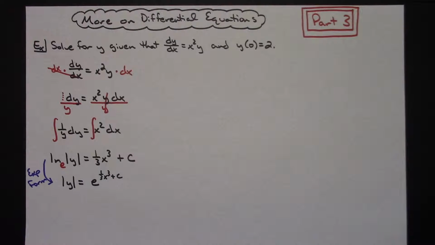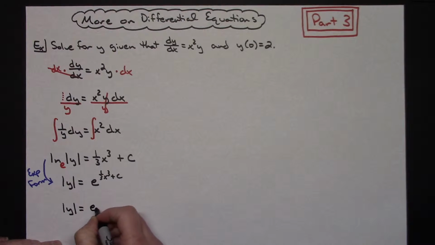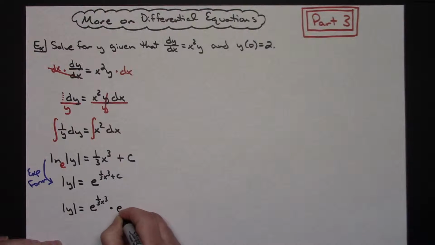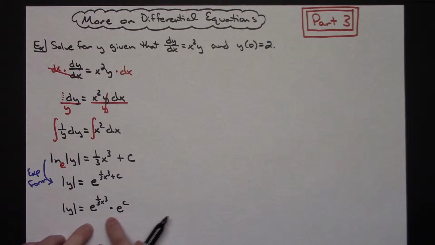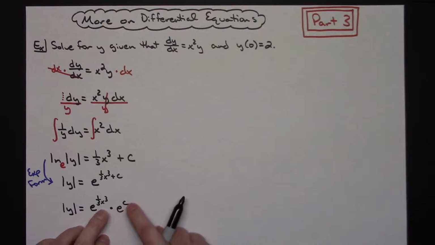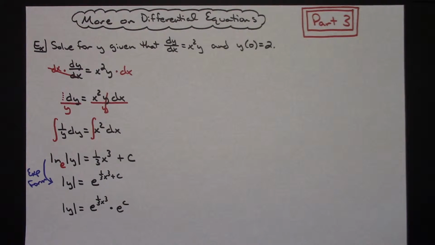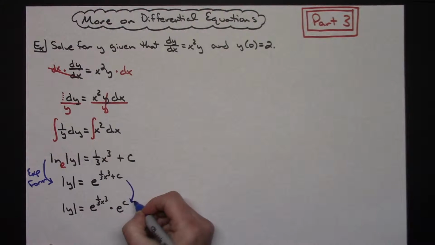Okay, now from here I want to apply my laws of exponents. I've got a base here that is raised to an exponent that has been added, so I can recall laws of exponents. When multiplying like bases, you add the exponents. So I can undo that law and separate this out. Absolute value of y is equal to e raised to the 1/3 x to the third times e to the c. You can check that going back, multiplying like bases, add those exponents, I would get back up to here. So in that step then, laws of exponents.